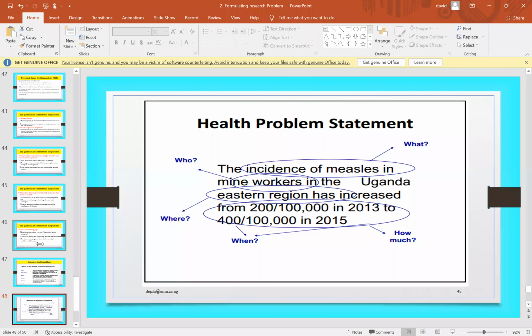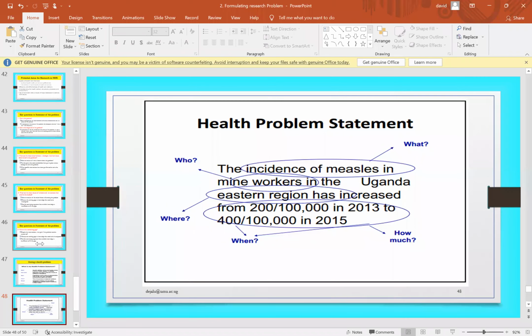So we are saying that the incidence of measles in mine workers in Uganda, Eastern region, has increased from 200 per 100,000 in 2013 to 400 per 100,000 in 2015. So such a simple statement is actually covering many things. It is covering the what, it is covering the who. The what is the increase in the measles. The who are the mine workers. The where, Eastern Uganda.